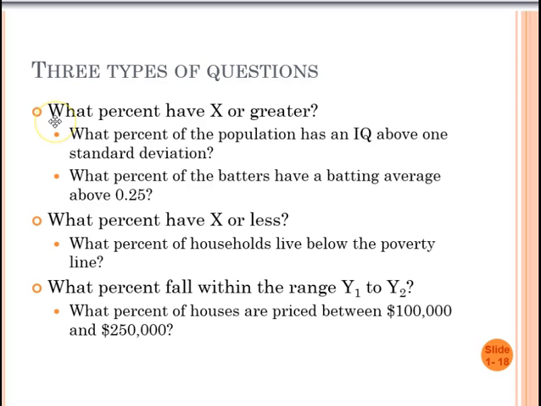To give you an idea of what problems we might use them for, we can answer all different types of questions. So say we want to know what percent of people have an IQ greater than a certain value, or what percent of batters have a batting average above 0.25. This is a specific statistic, and we can answer questions about greater than or less than specific values. We can also use the z-tables to look at values between certain ranges. And so that's what these z-tables will be used for, is to look at certain percentages or certain probabilities that we're trying to calculate.